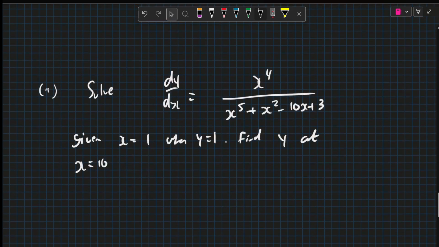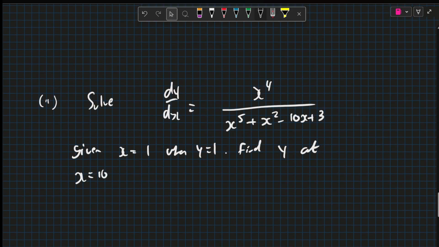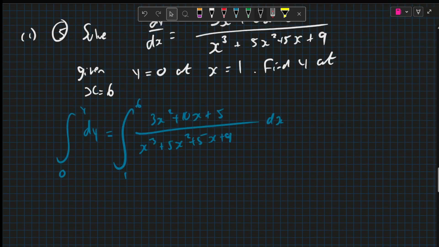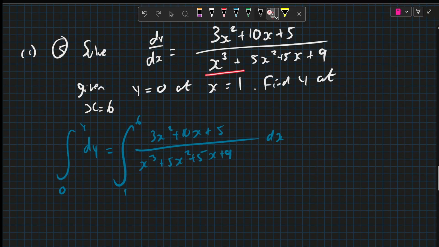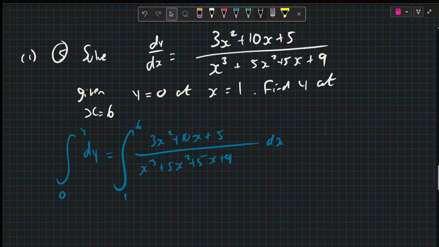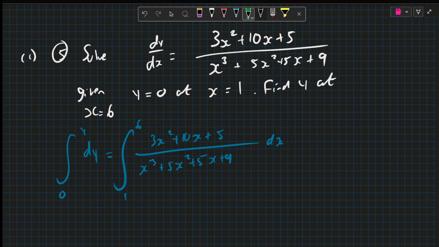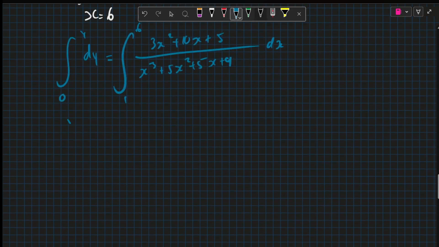Now the thing to note is that if you look at the bottom of the fraction, if you were to differentiate it, you get 3x squared plus 10x plus 5. So if you note that the top is a derivative of the bottom, or at least a multiple of the derivative of the bottom, then you can just straight up say that y equals the natural log of the bottom, between 1 and 6.